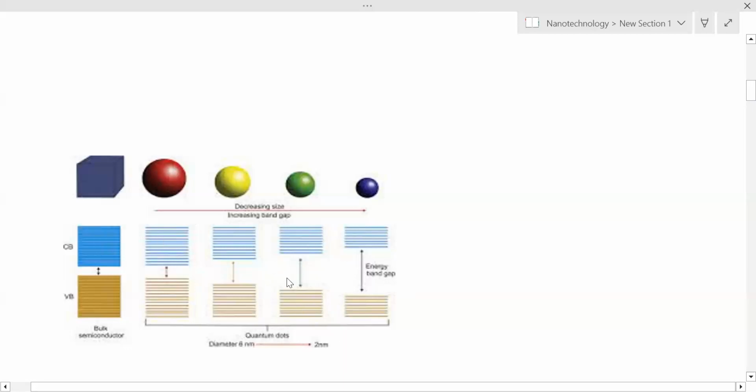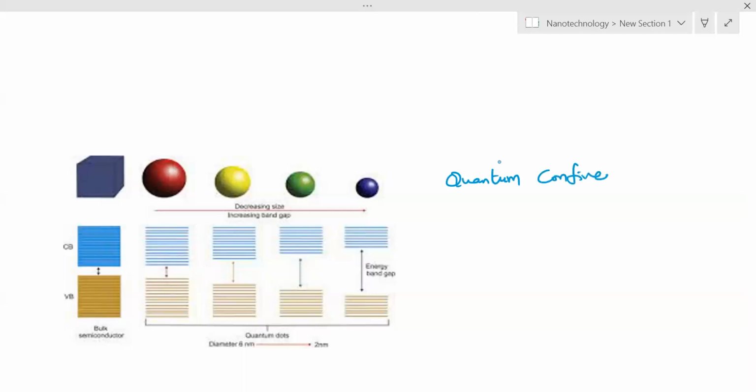We see the bands here are continuous, whereas as we reduce the size of the nanomaterial, the bands become separated with finite energies within this. This happens because of quantum confinement. Quantum confinement is one such effect that we can see as we reduce the size of the material into the nanoscale.